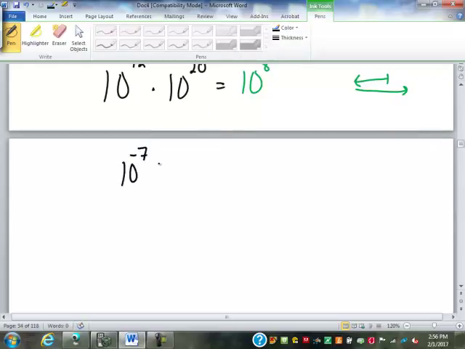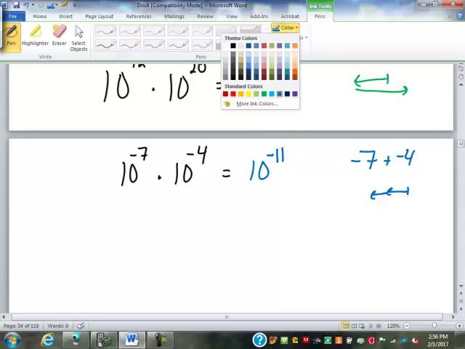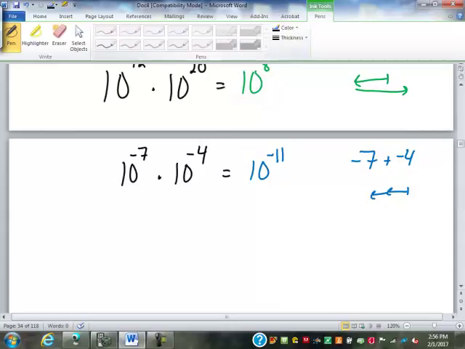10 to the negative 7th times 10 to the negative 4th. Careful. Remember, when you're multiplying, you are adding powers. Negative 7 plus negative 4, you have negative 7 and a negative 4 makes negative 11. You had the right idea.